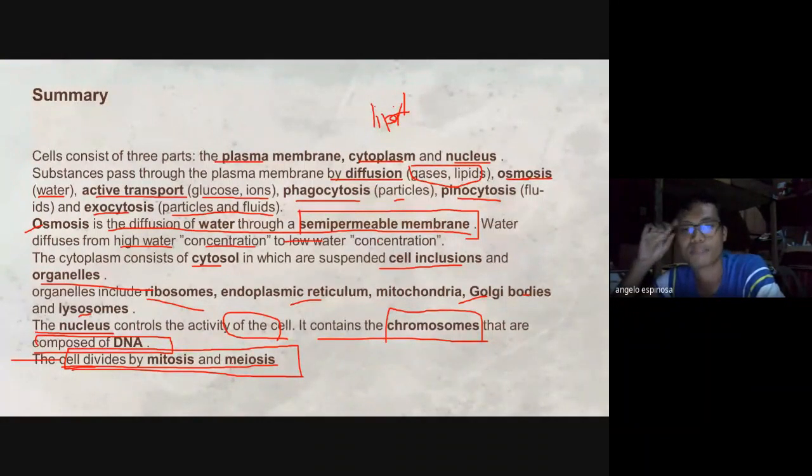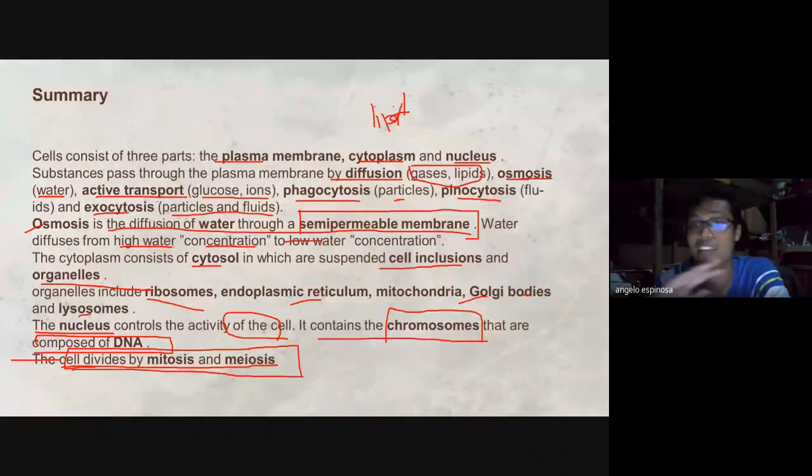Again, this is the summary of our discussion for the introduction of animal science. Hopefully, you have learned a lot from it. Again, we are not done yet because we still have a lot of slides. It's still 10:30, so we still go on, okay?